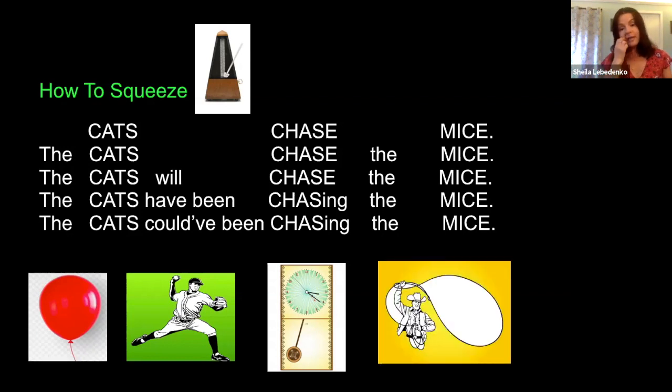And of course, some of you might rather have a lasso because, I don't know, maybe you're from the Wild West. So I have my lasso here. The cats could have been chasing the mice. So I have a lot of my students do this. The cats could have been chasing the mice. So they're never stopping. There's no pauses between those words. The air is continually flowing.